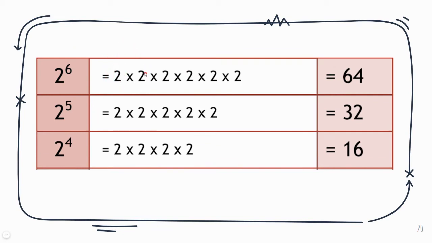One by one, like this. 2 into 2 is 4. 4 into 2 is 8. 8 into 2 is 16. 16 into 2 is 32. And 32 into 2 is 64. This is how you get your answer. Same way for 2 raised to 5, I will multiply it 5 times, and that's how I get 32.